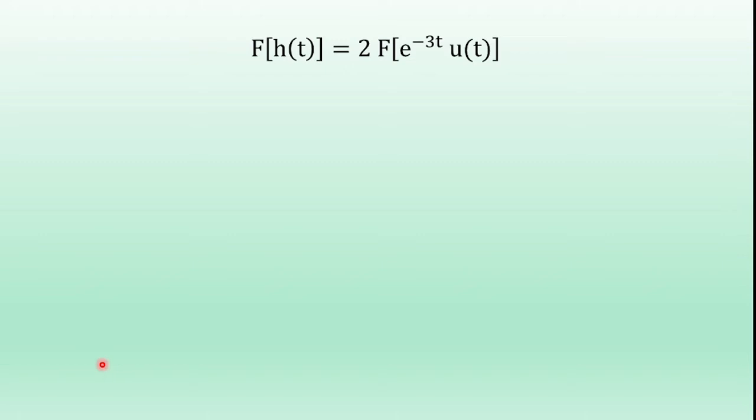So we know that the Fourier transform of e power minus at u of t is 1 by a plus j omega. Using that expression, the LHS term is Fourier transform of h of t, which is H of omega, which is equal to 2 into the Fourier transform of e power minus 3t u of t, which is 1 by 3 plus j omega.